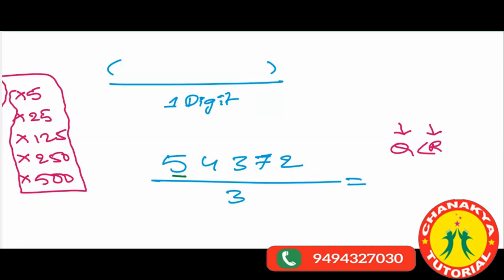Gautam, proceed. Sir, first we have to check the divisibility. In 5, how many times does 3 go? One time, sir, with remainder 2. That 2 will make the next digit 4 into 24, right? In 24, how many times does 3 go? 8 times. After that, directly we can go to the next digit 3. In 3, how many times does 3 go? One time, with remainder 0.